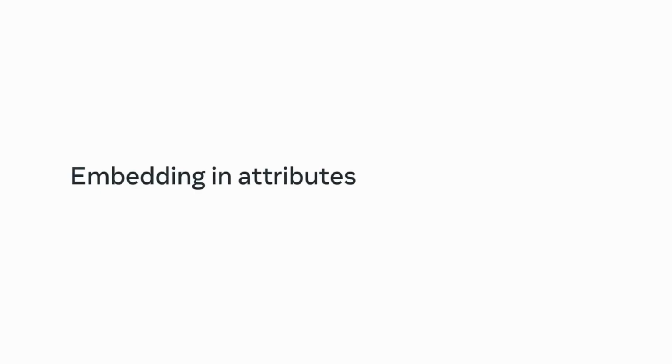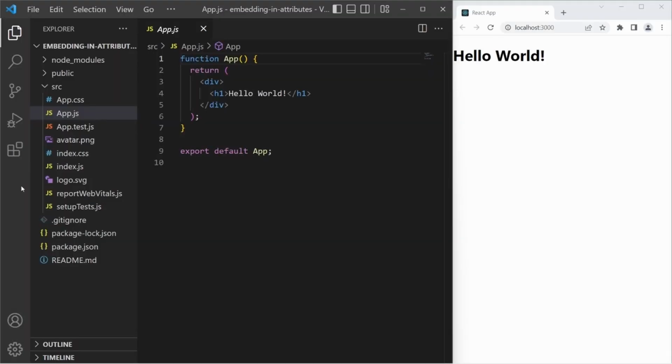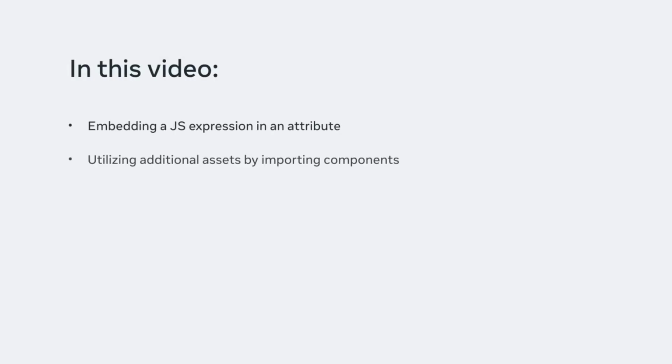I'm building an application using React, and I now need to add a new feature to the app that renders images. I can do this by embedding a JS expression in an attribute, specifically the src attribute of the HTML image tag. Over the next few minutes, I'll guide you through the process as I complete the steps, and by the end of this video, you'll be able to demonstrate how to embed a JS expression in an attribute, including adding additional styling and importing additional assets, and utilize additional assets within an app by importing components.